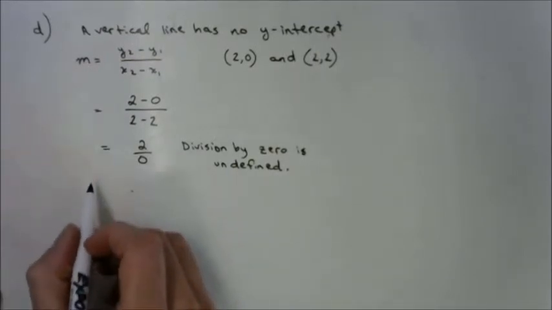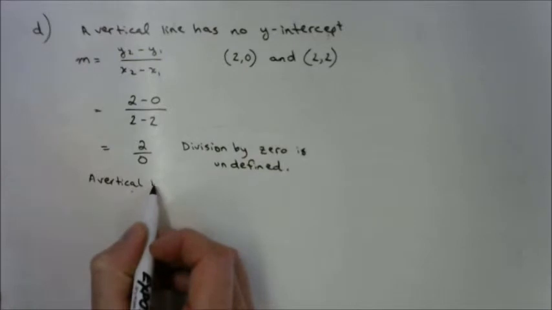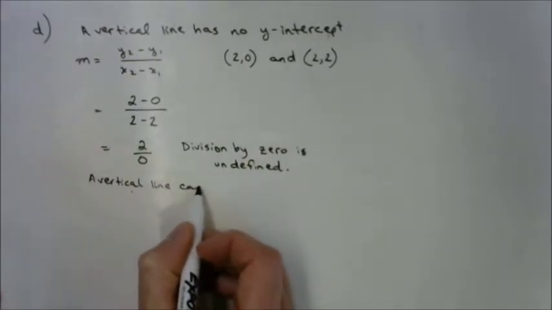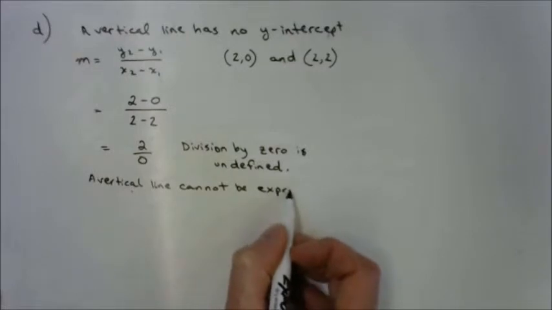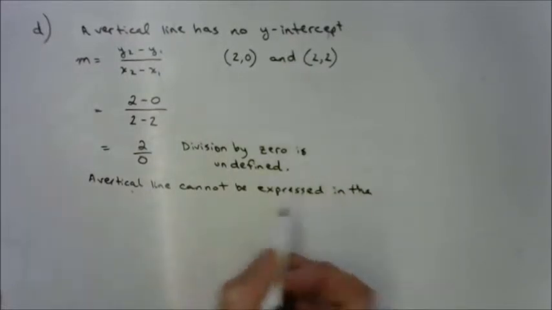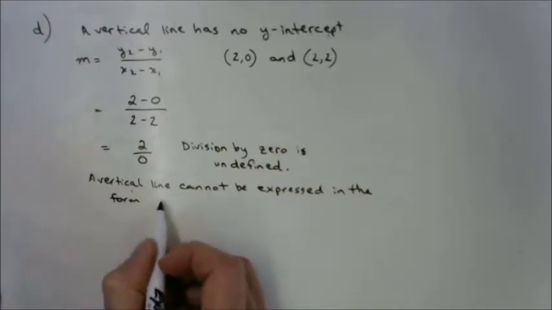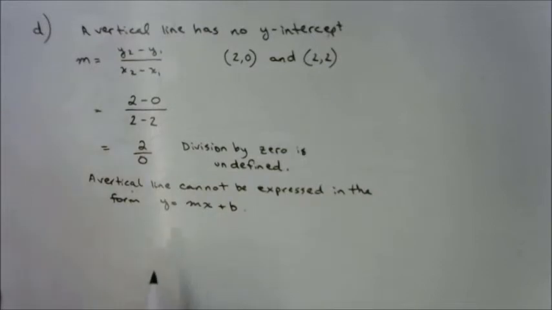Here's what you need to know. A vertical line cannot be expressed in the form y equals mx plus b.